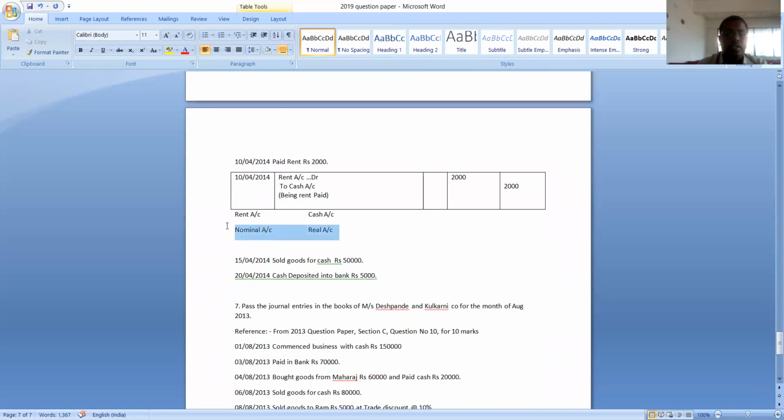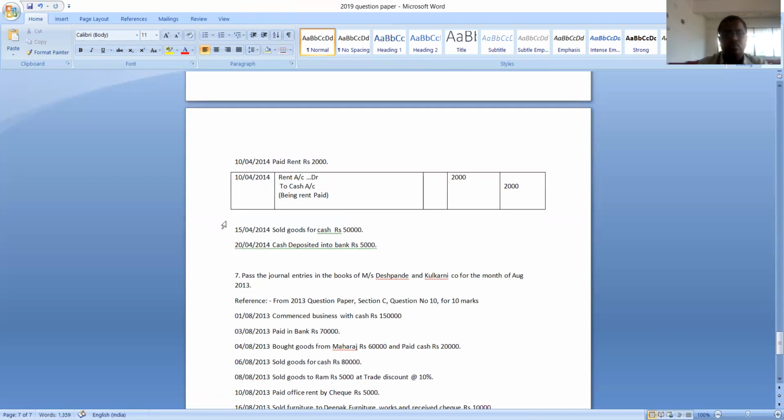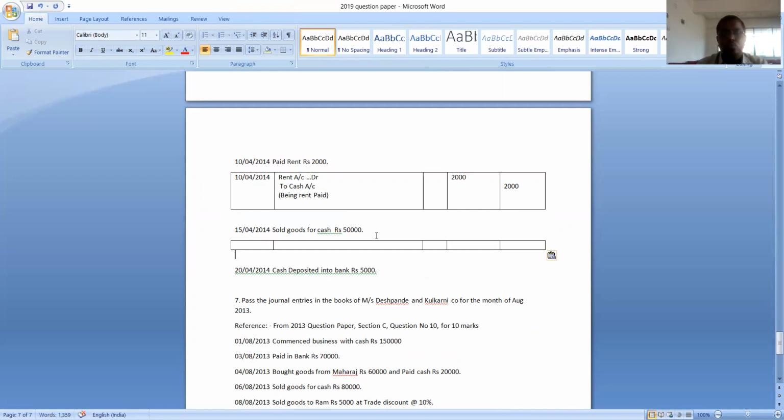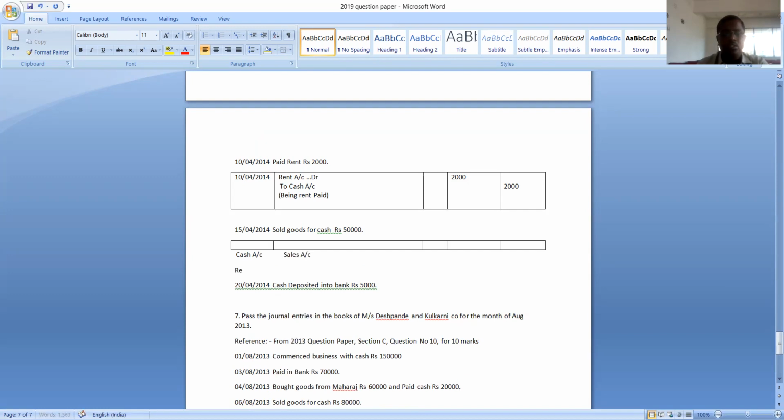Next transaction is dated 15th of April 2014. What is the transaction? Sold goods for cash. So which are the two accounts here? One is cash account and another one is sales account. Cash is which account? It is a real account. Sales are which account? They are a nominal account.